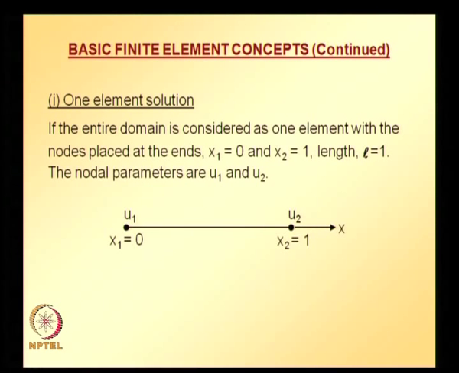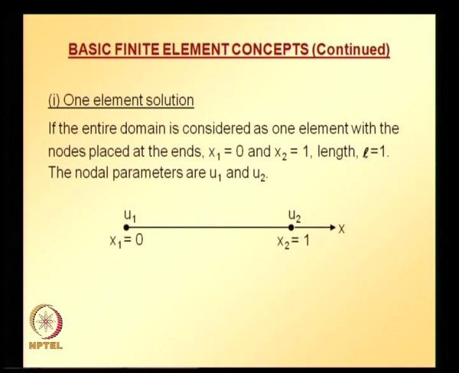So, before we proceed further, we need to decide how many elements you want for this solution domain. Let us try using one element, that is, we will take only a single element over the entire domain. The first node coincides with x equal to 0 and the second node coincides with x equal to 1. The entire domain is considered as one element with nodes placed at the ends of the domain, that is x 1 equal to 0, x 2 equal to 1, so the length of the element is 1. The nodal parameters, the unknowns that are to be determined, are denoted with u 1 and u 2. u 1 corresponds to node 1, u 2 corresponds to node 2.